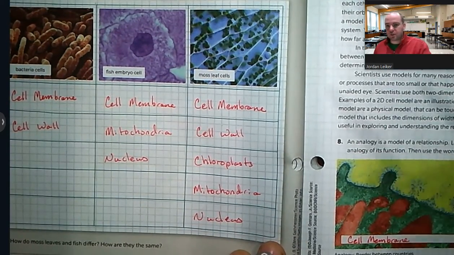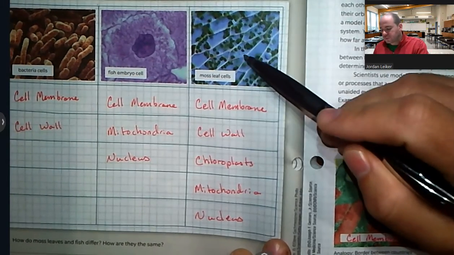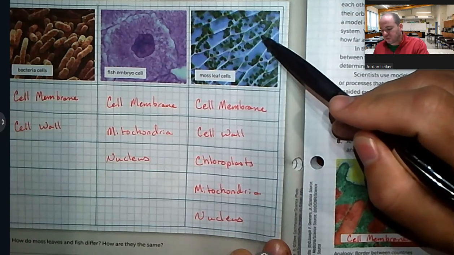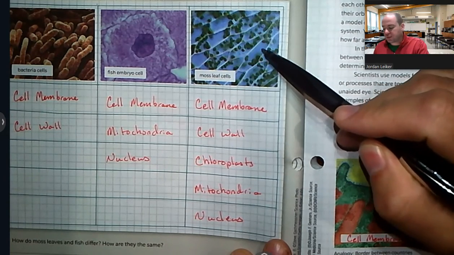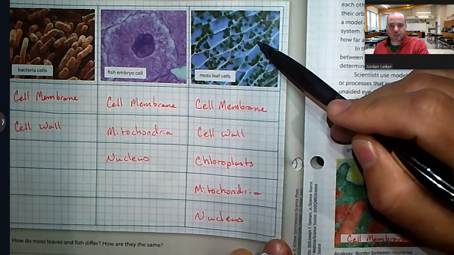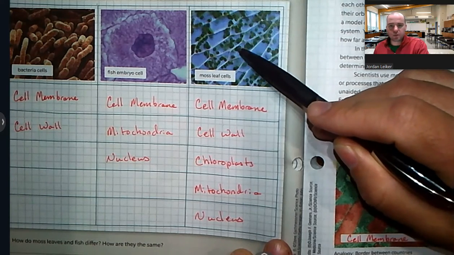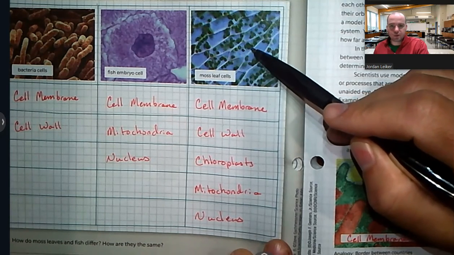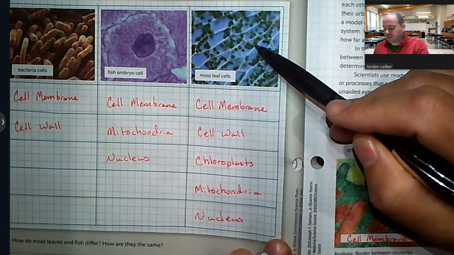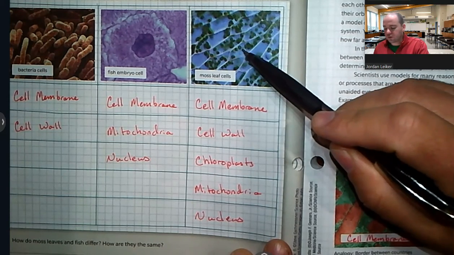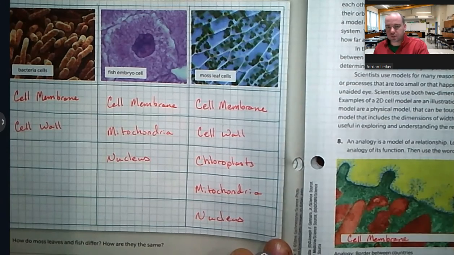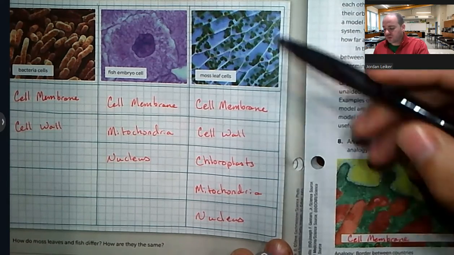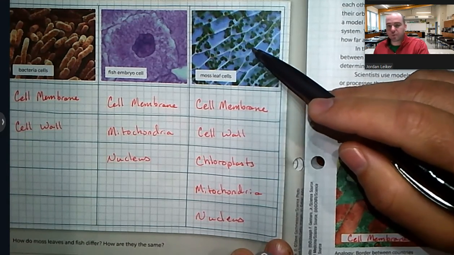If we look at a plant cell, these are moss leaf cells. We can see they kind of look like bricks almost around the outside. What we see right there is the cell wall. Just inside of the cell wall would be the cell membrane. We can't really see the cell membrane there, but we know it is there. These little green circles are chloroplasts. So we can see all the chloroplasts that are in those moss leaf cells. We can't really identify the mitochondria, but we know it's a plant cell.